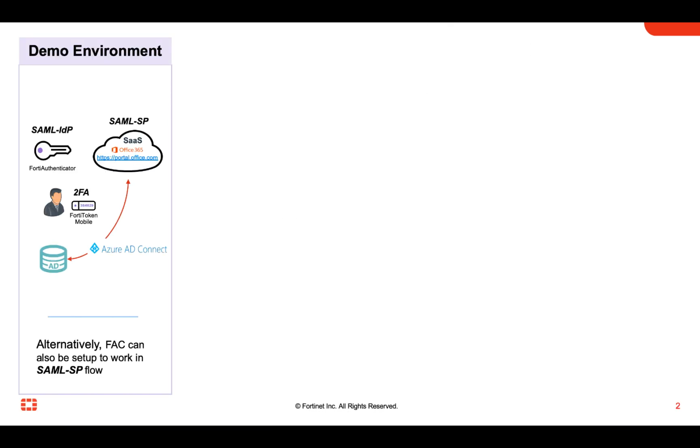This demonstration illustrates user secure access to a SaaS application using strong authentication. The SaaS application used here is Office 365, one of the best-selling Microsoft applications ever since its inception. In this demo, a user can access Office 365 from wherever they are.